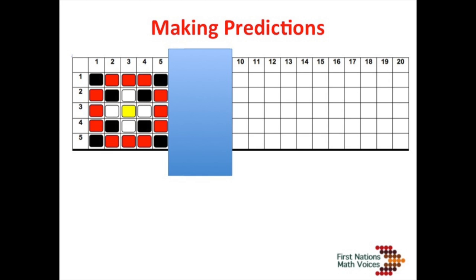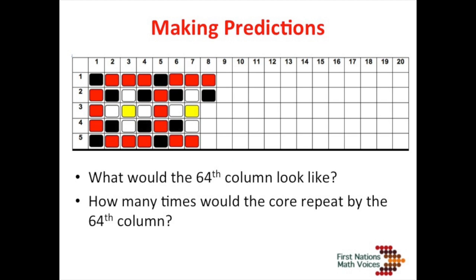The grade 6 students also worked with patterns similar to those we explored in grade 3. What's the pattern core for this pattern? Do we have enough information? If we reveal more of the pattern, does this alter your prediction? What about now? What columns make up the pattern core?